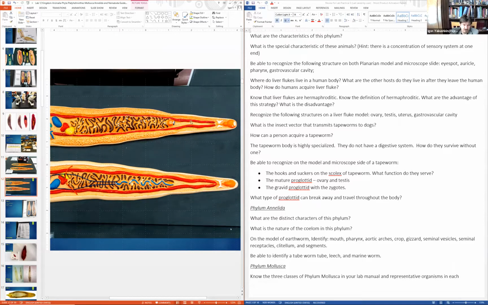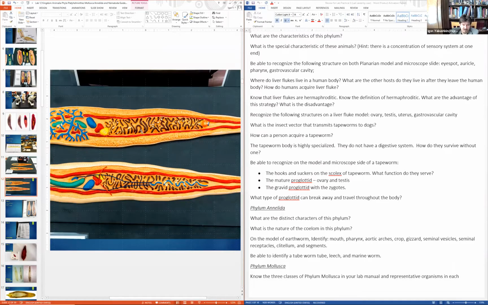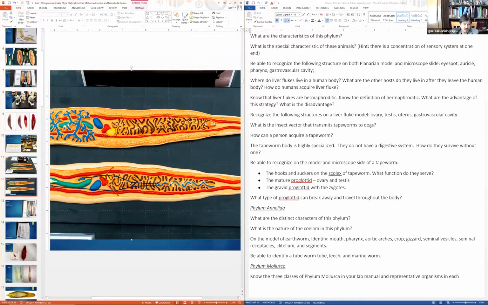The brownish structures right here, all of that is essentially the ovaries, and the blue ones would be testes. So the sperm producing goes into the ovary and will fertilize the eggs. So they will produce tons and tons of eggs. What is the advantage of this strategy?